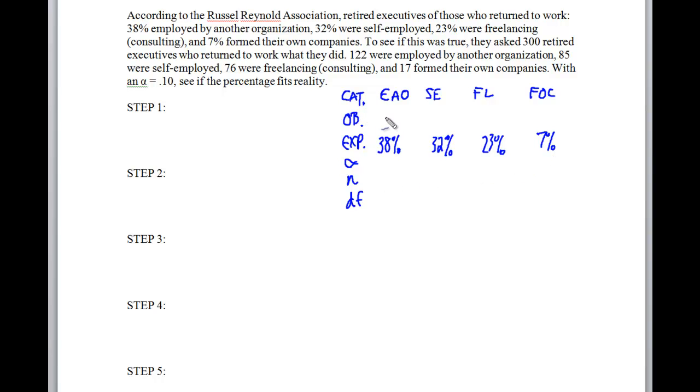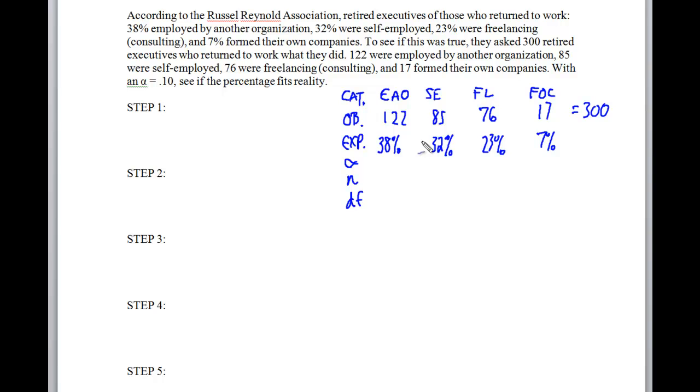Now, observed. To see if this was true, they asked 300 retired executives who returned to work to see what they did. 122 were employed by another organization. There were 85 that were self-employed, and there were 76 freelancing, and only 17 just went off to do their own company. Now, this adds up to 300 people.